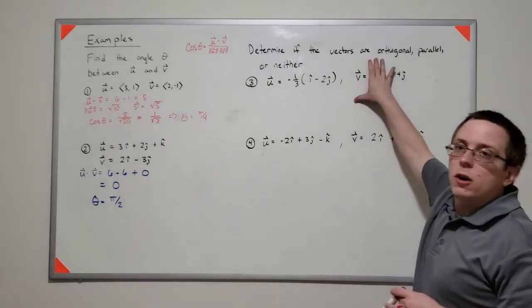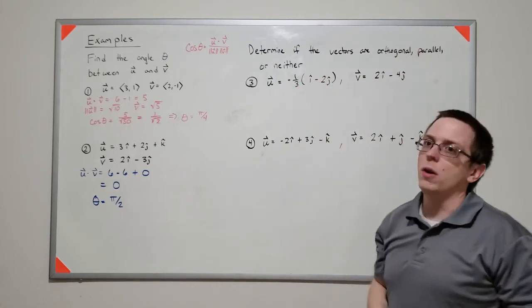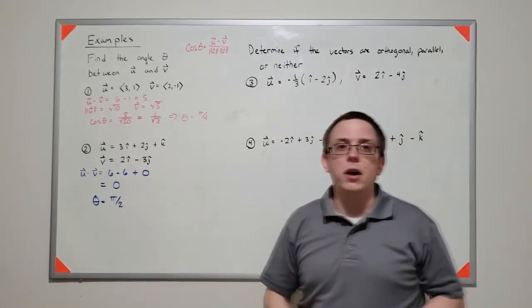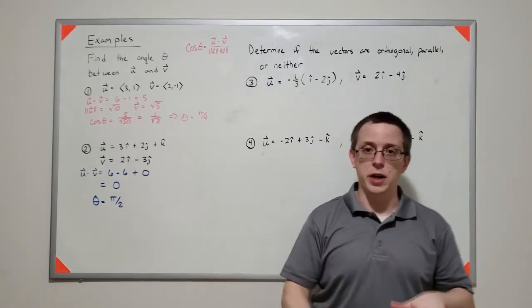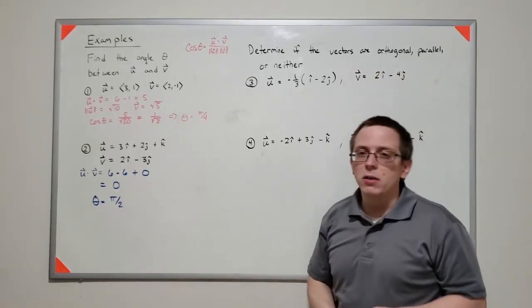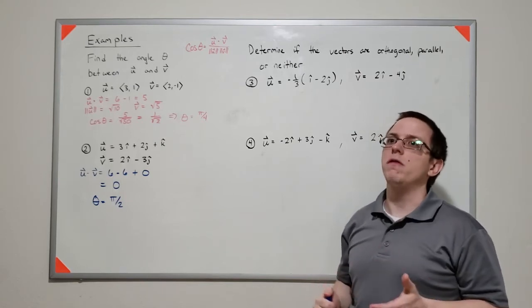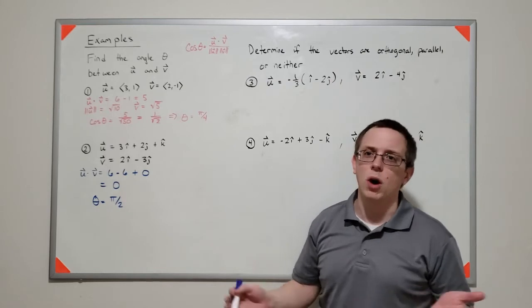So if you come over here now and you want to determine if vectors are orthogonal, parallel, or neither. Well, remember, just like over here, if the dot product is 0, then the vectors are orthogonal and you're done. Now, there's another way to determine they're parallel, and it uses the dot product, but it's not really any more convenient than doing it the way we've previously done it, so we're not going to use that.